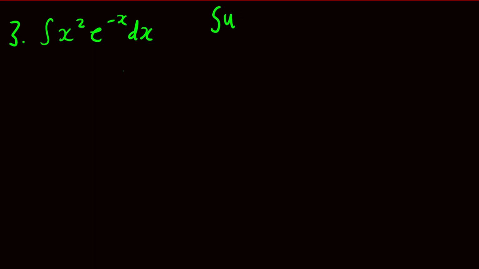Let me just write down our formula: integral u dv equals uv minus integral v du. Once you practice it a lot, this equation just becomes second nature to you.